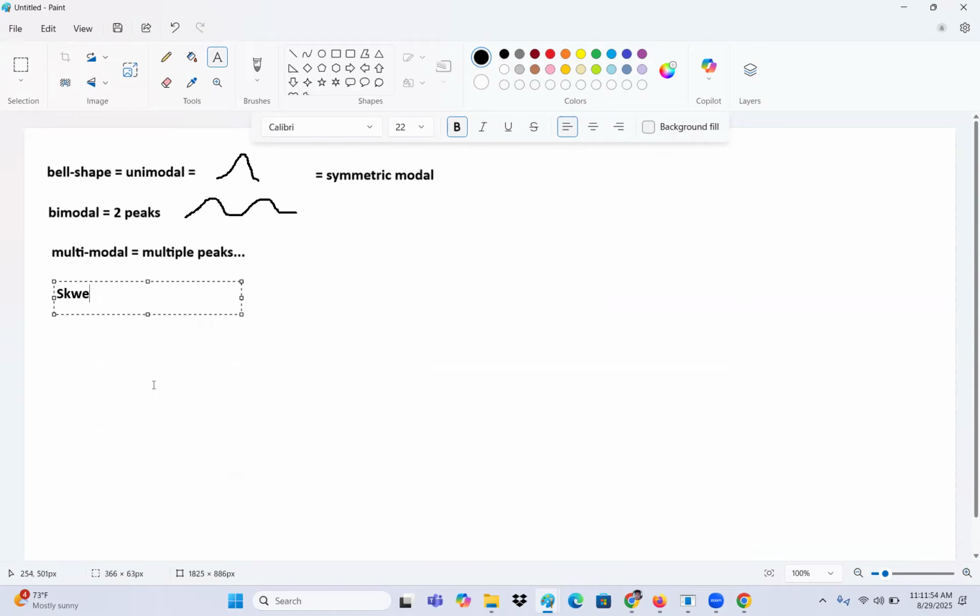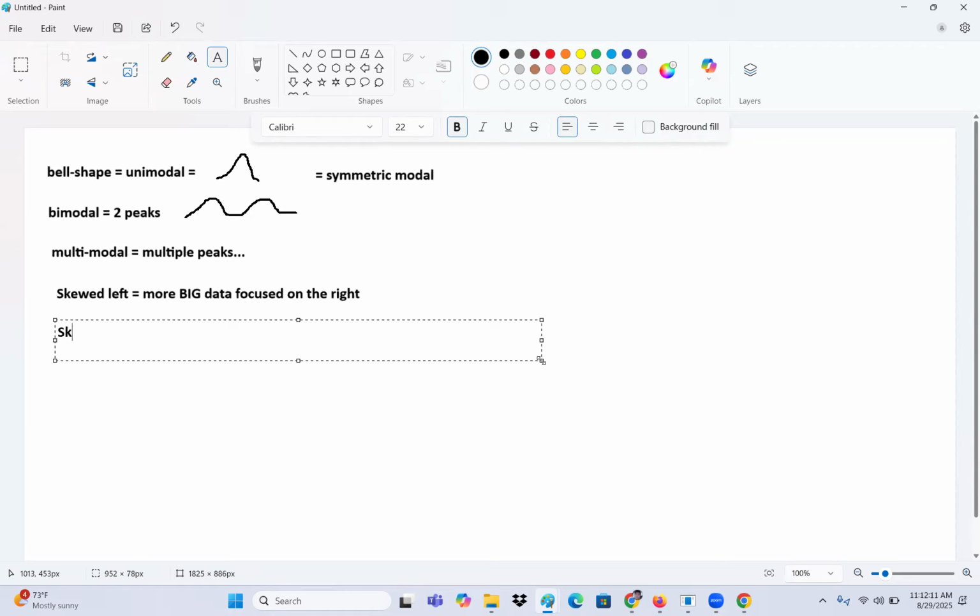Skewed left means more big data is focused on the right. And skewed right is the opposite: more small data focused on the left. Okay. All right, I think I have to end the class here.